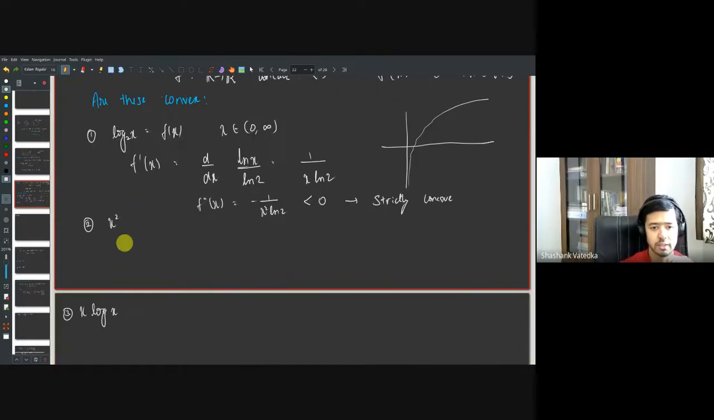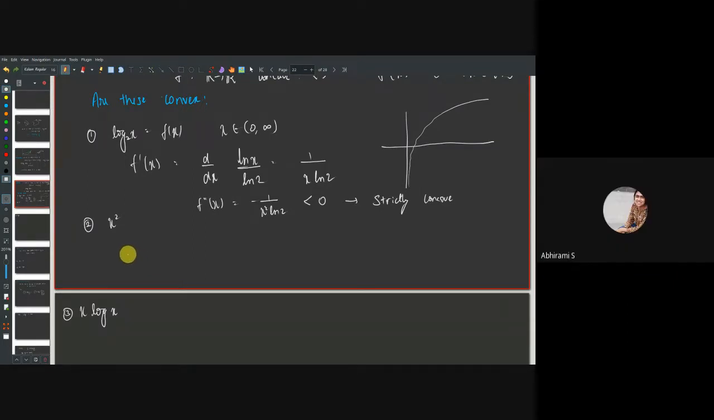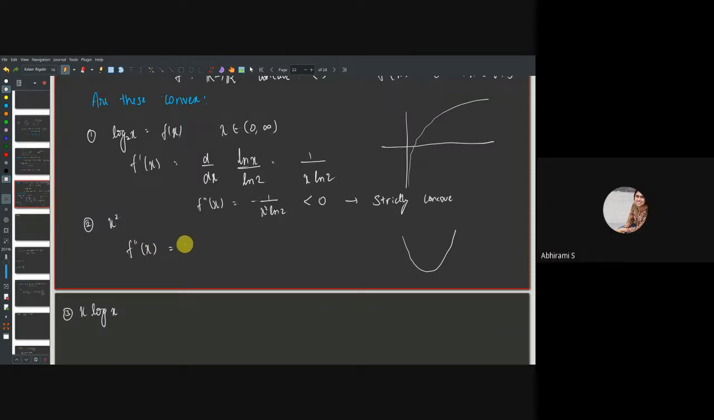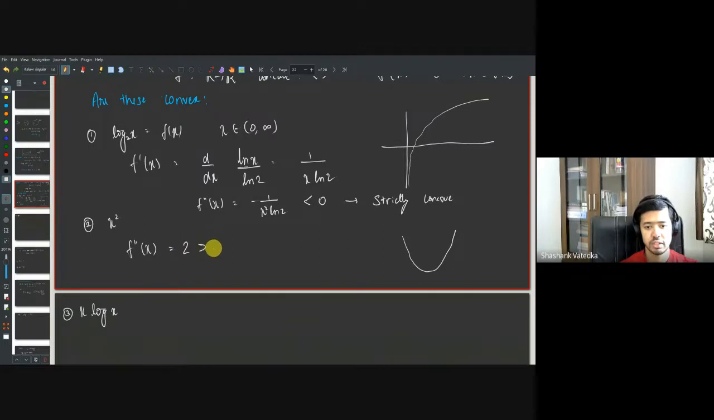Okay, so now what about x square? Is this convex or concave? Convex. It's convex, right? So the curve is going to look something like this, like a proper bowl. What is f double dash of x? It is 2, which is strictly greater than 0. So it's again strictly convex.